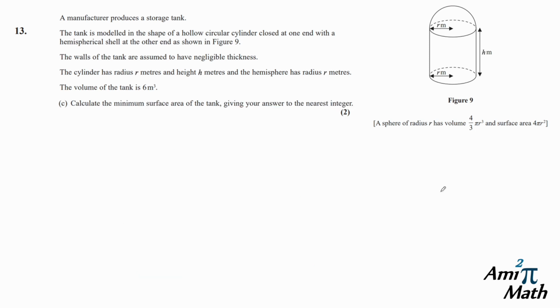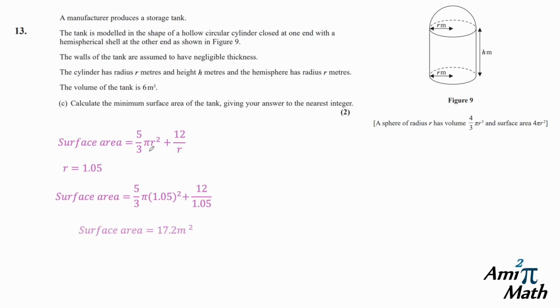Calculate the minimum surface area of the tank, giving your answer to the nearest integer. So this is our surface area equation, and this is our value of r as we worked out, and all you need to do is just put r into this equation, and that gives you 17.2 meters squared.